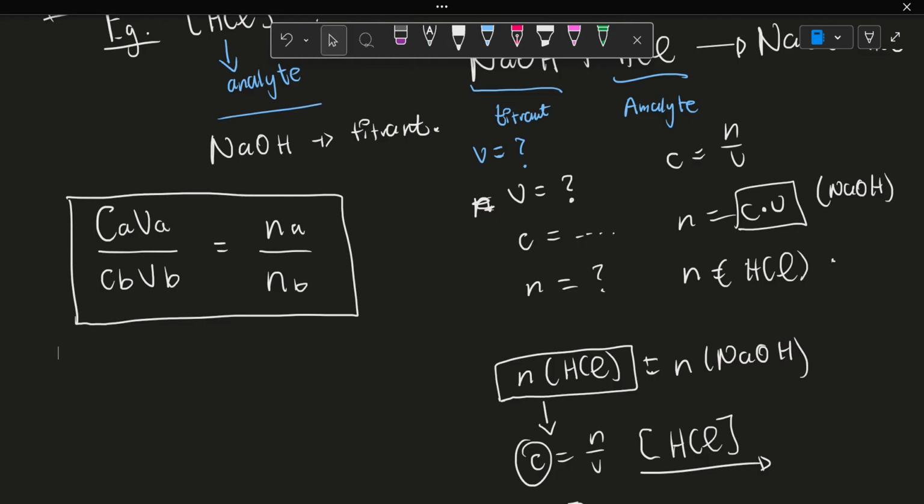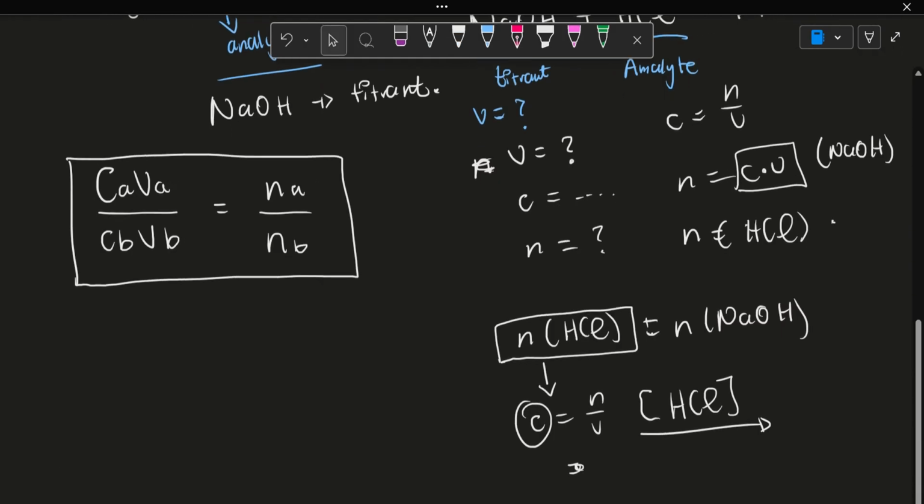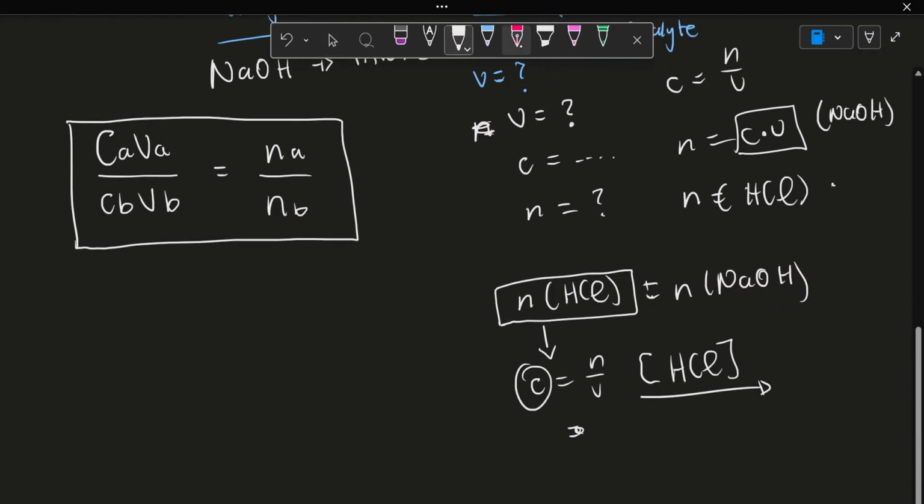So, as you know, for every equation that we write, we need to know what each variable or letter represents, right? So C represents the concentration. And you know that V would be the volume, right?